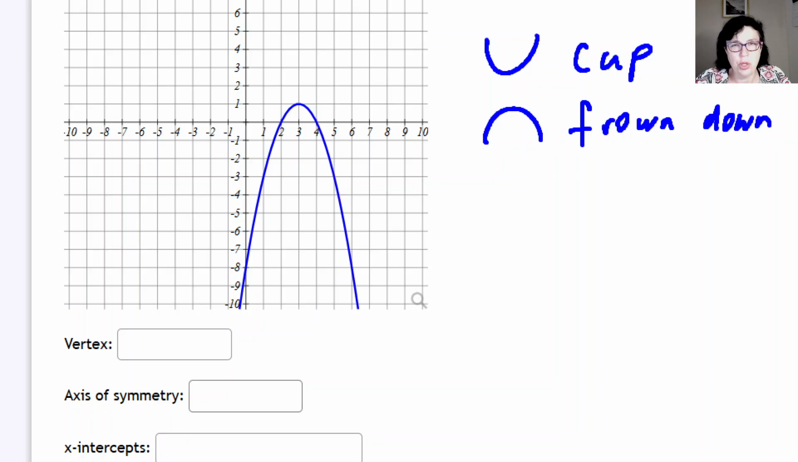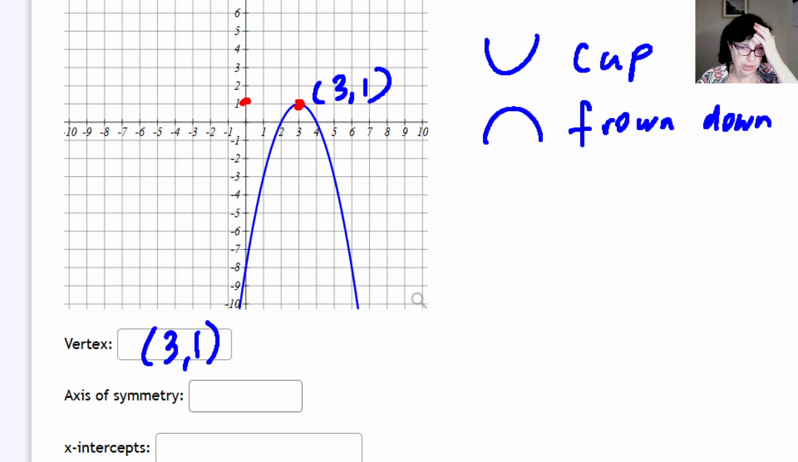The next thing that you need to determine, which is the most important thing, is where is the vertex. Now, the vertex is located at the highest point, if the parabola looks downward. Or if the parabola looks upward, then it would be the lowest point on the graph, in terms of the y value. Like this y value is the largest that there is. So the vertex is going to be (3, 1), and that's what we're going to put right here.